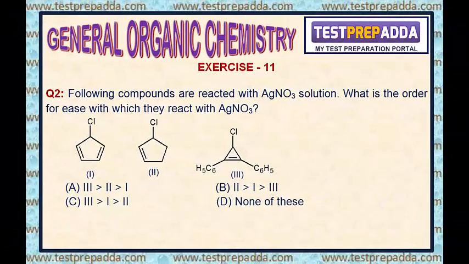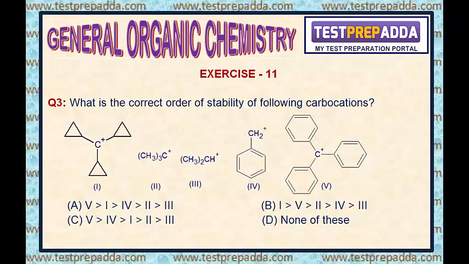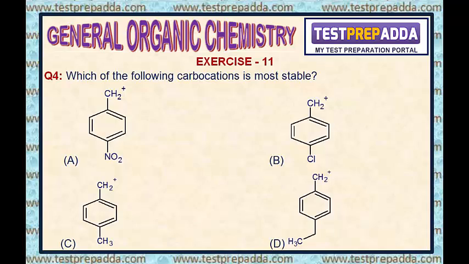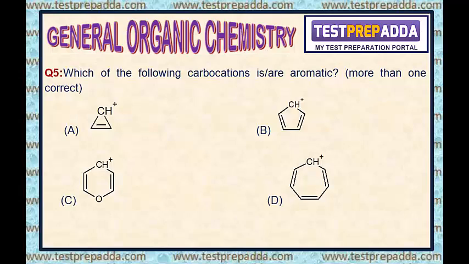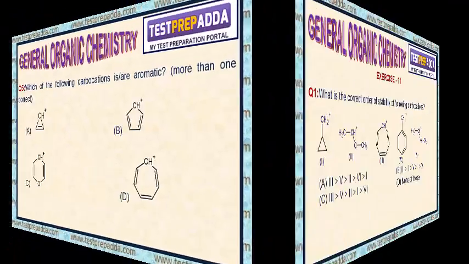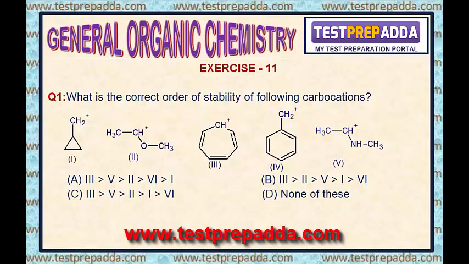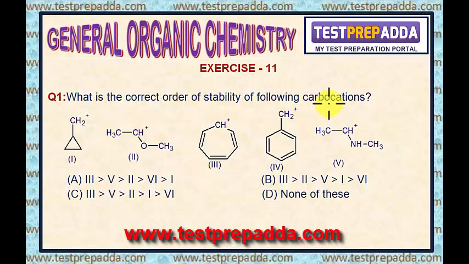Now you can see this is question number 1. This is question number 2. This is question number 3. This is question number 4. This is question number 5. Now I will talk about question number 1. Here the question says, what is the correct order of stability of following carbocations?